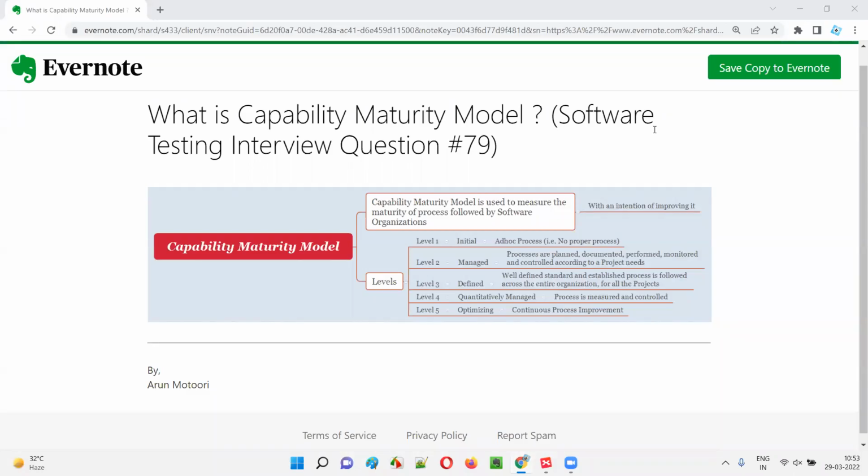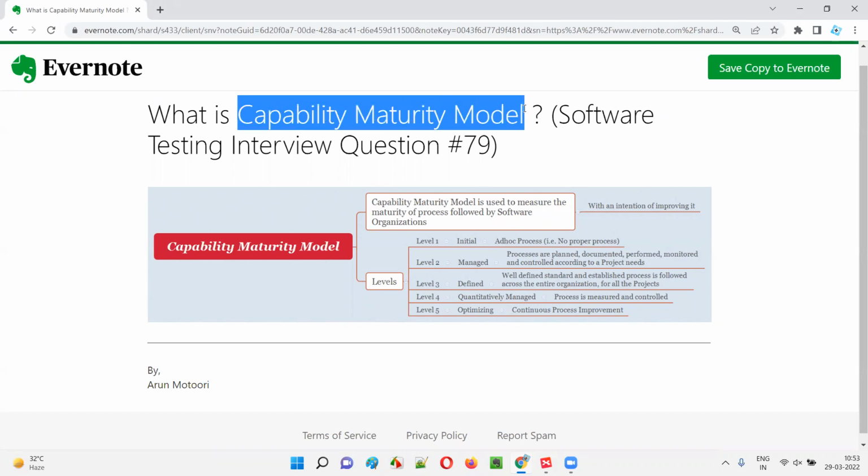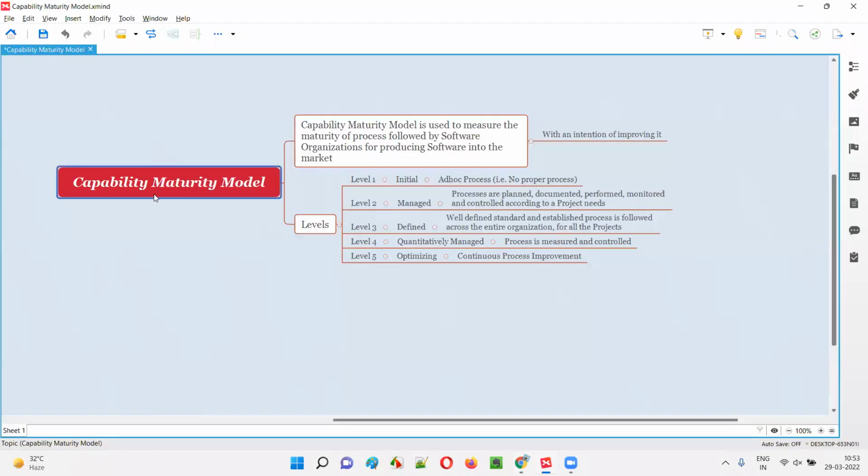In this session, I'm going to answer software testing interview question 79. That is, what is capability maturity model? Let me answer. Capability maturity model, in short known as CMM, is used to measure the maturity level of the process followed by software organizations for producing software into the market. In simple words, CMM is used to measure the maturity of process followed by software organizations.